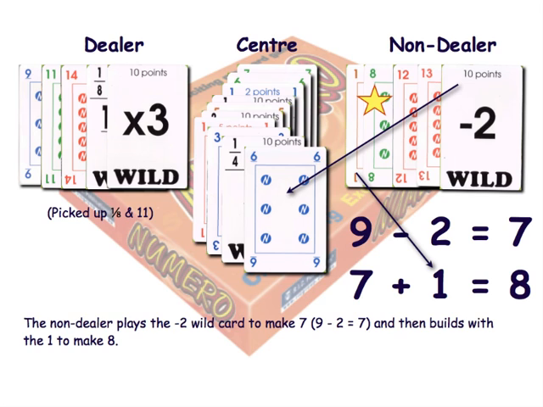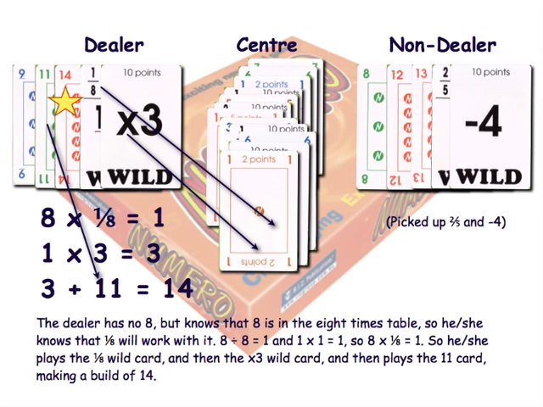The non-dealer plays the -2 wild card to make 7. 9 take away 2 is 7, and then builds with the 1 to make 8. The dealer has no 8, but they know that 8 is in the 8 times table, so they know that the 1/8 will work with it. 8 divided by 8 equals 1, and 1 times 1 is 1, so 8 times 1/8 equals 1. So they play the 1/8 wild card, and then the times 3 wild card, and then they play their 11 card, making a build of 14.